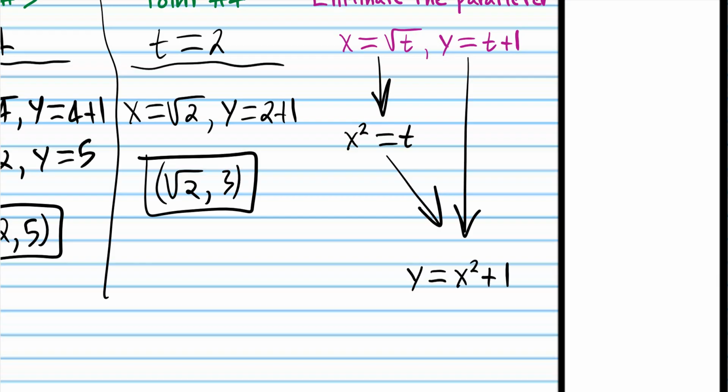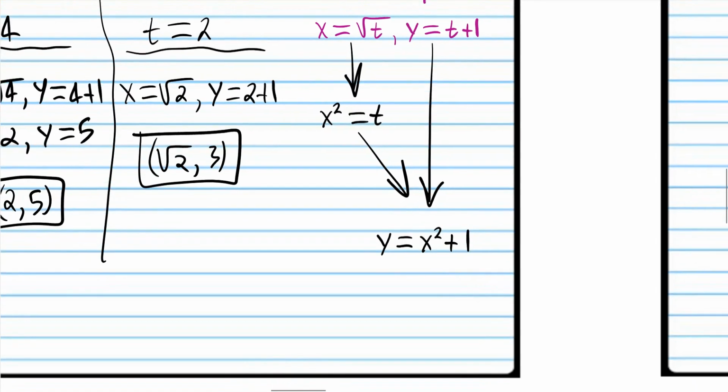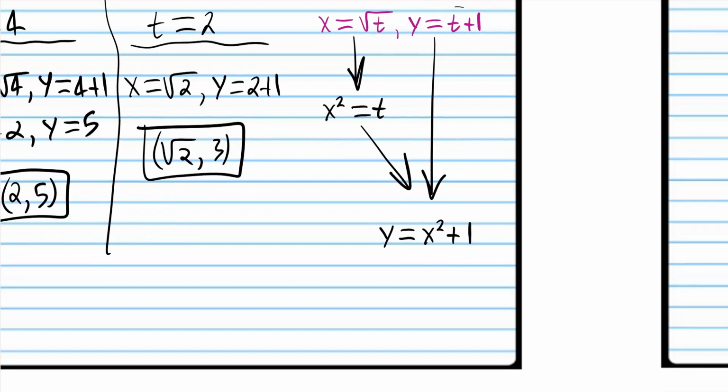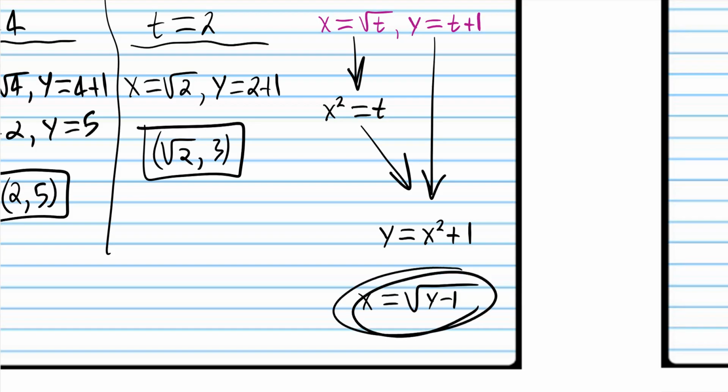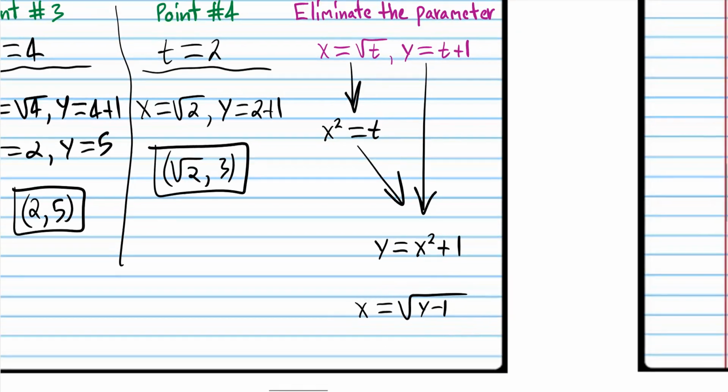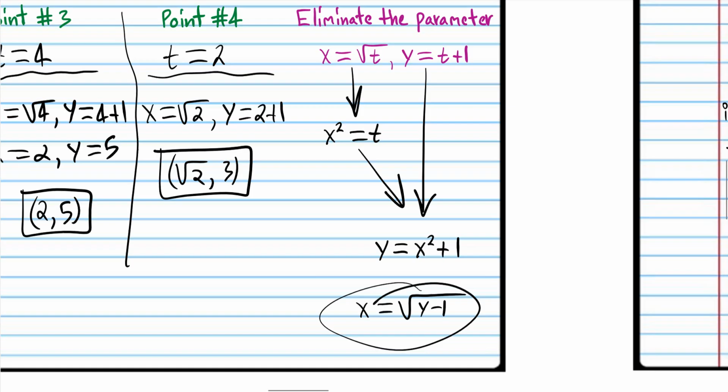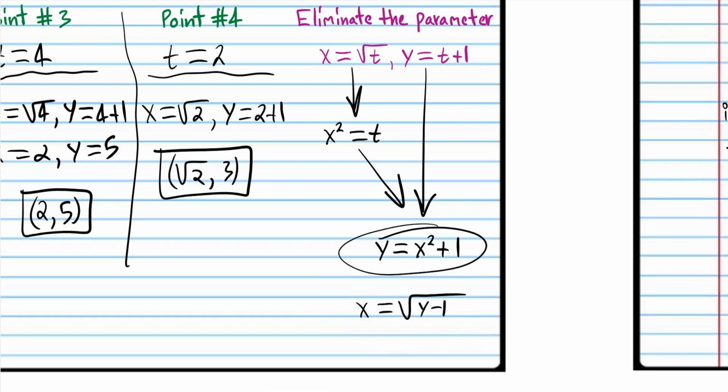That's just one way to do it. Now, probably the better way to do it is to solve for t in this equation and then plug it into the other equation. So we get x is equal to the square root of y minus 1. This is actually a better way to do it, probably, because this has the proper restrictions. This has no restrictions, but I'm not going to require you to do it one way or the other.